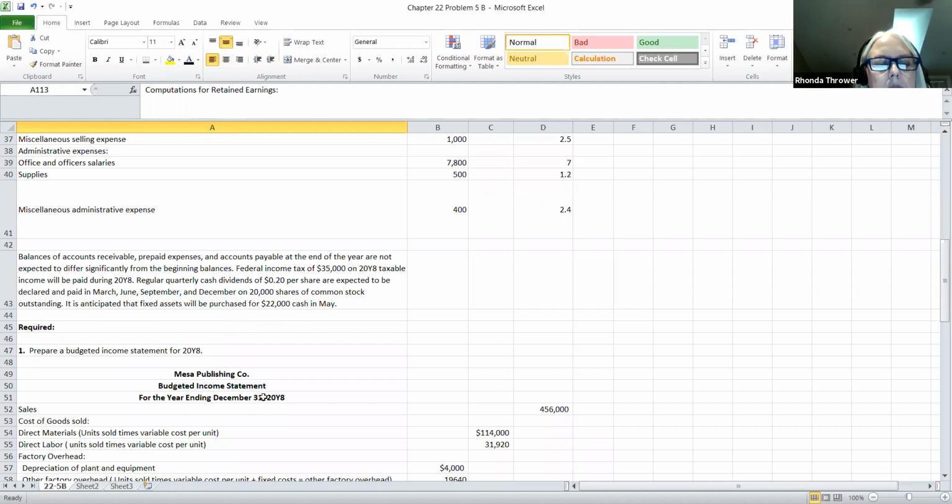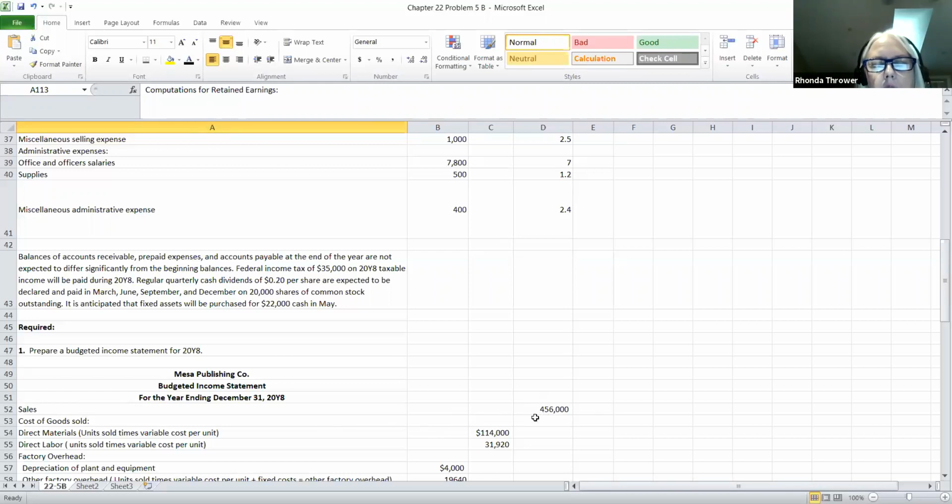And a budgeted income statement is very similar to an external income statement that you may have seen. And in this one, we're going to be doing a multi-step income statement type of budget. So we're going to start with our sales first. And what you have to do is figure out the total amount of the sales.